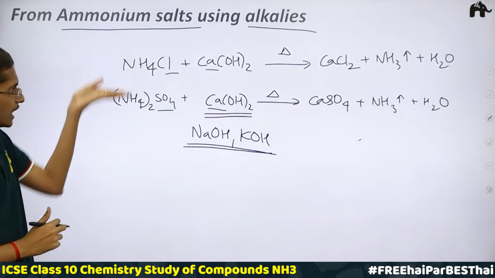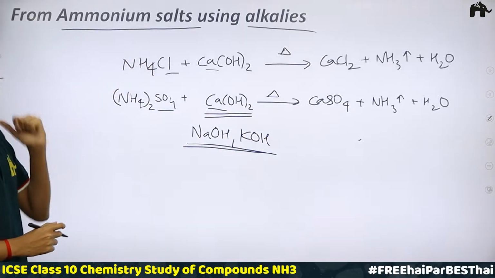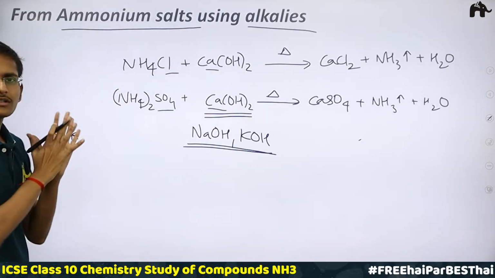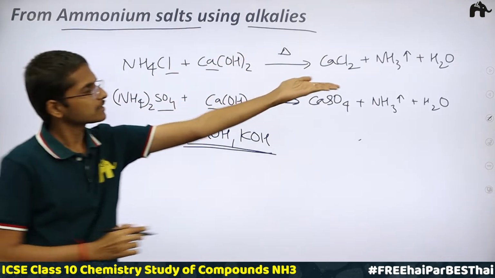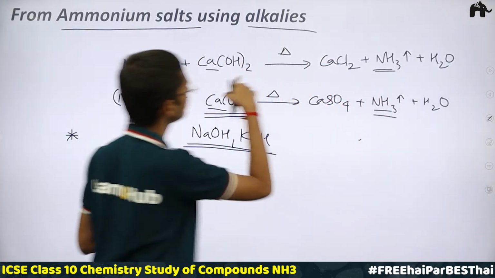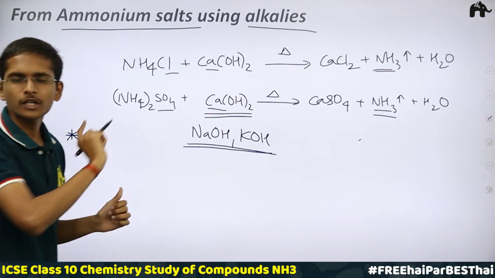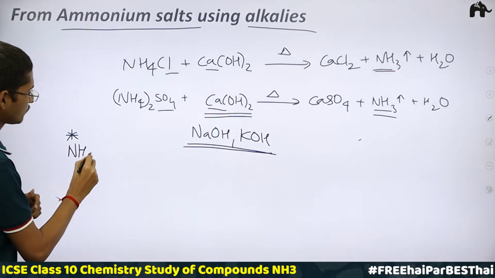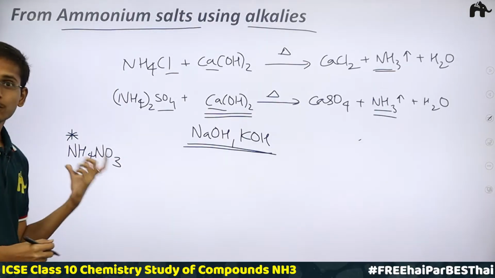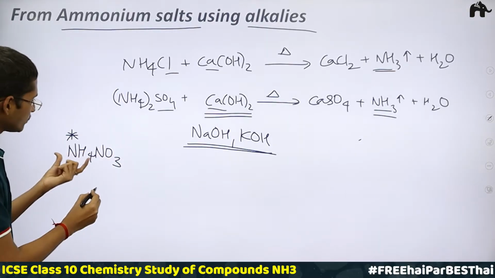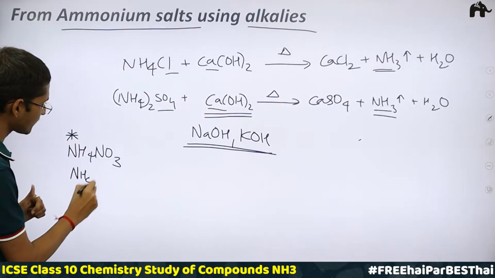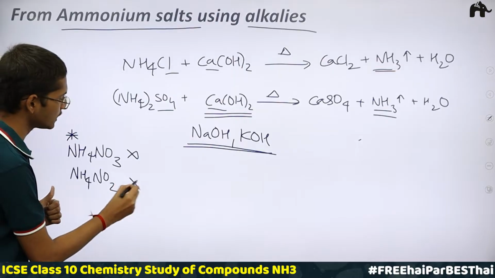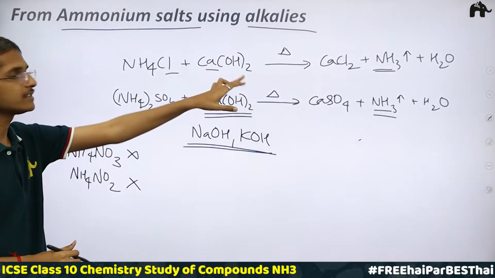Now regarding the ammonium salts, the interesting thing is that though all the ammonium salts give us ammonia on heating with alkalis, there are some ammonium salts we cannot use, like ammonium nitrate. I have told you about this salt. It is explosive, as we have seen in the uses. So ammonium nitrate and ammonium nitrite, both of them don't give us ammonia when we heat them with the alkalis. Now why is this so?